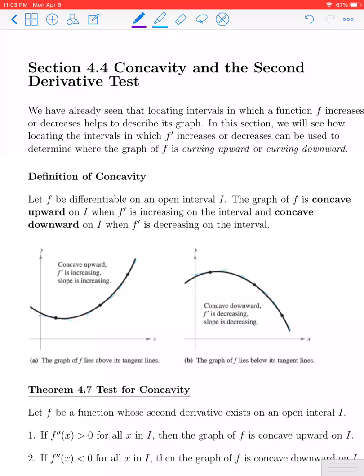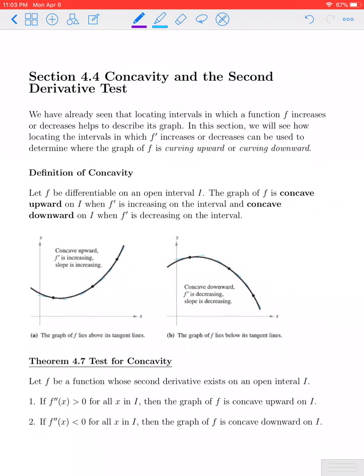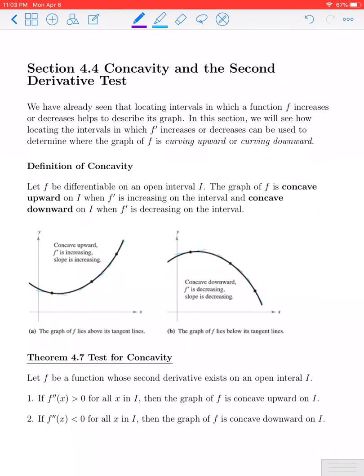Let's take a look at section 4.4, which is concavity and the second derivative test. We have already seen that locating intervals in which a function f increases or decreases helps to describe its graph. In this section, we will see how locating the intervals in which f prime increases or decreases can be used to determine where the graph of f is curving upward or curving downward.